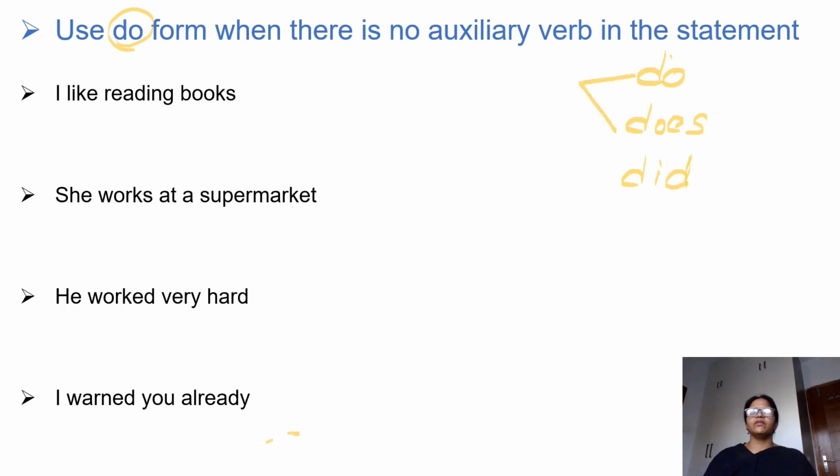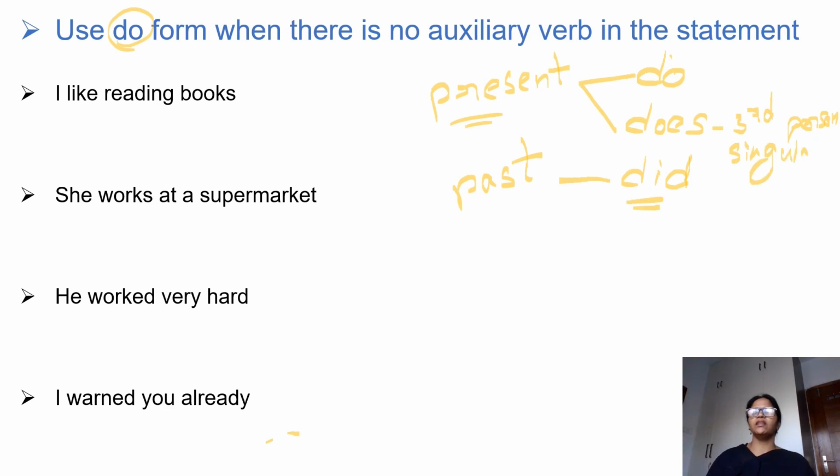Do or does we use when the statement is in present tense. Did we use when the statement is in past. Both do and does we use for present tense. So when to use do and when to use does? If the subject is third person singular, we use does. Otherwise, we use do. Like he does, she does, it does. Clear? Now, here is the statement.